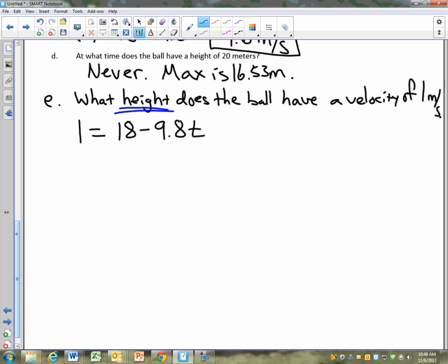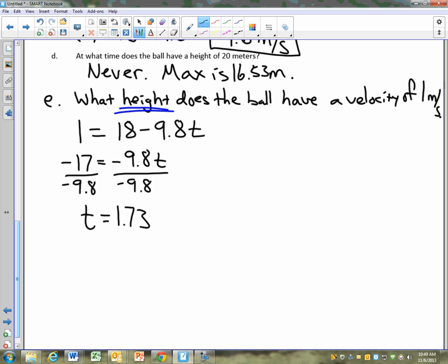I can subtract my 18 and get negative 17 equals negative 9.8t. Divide by negative 9.8. Anybody? 1.73 seconds.